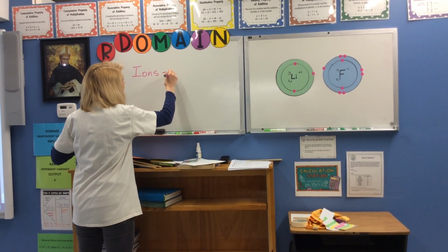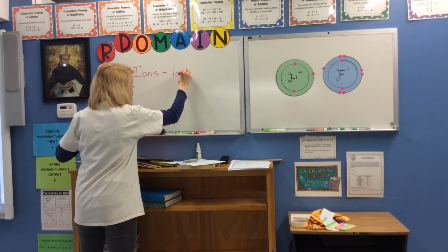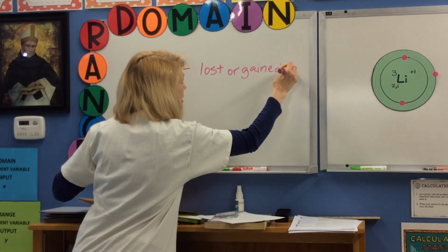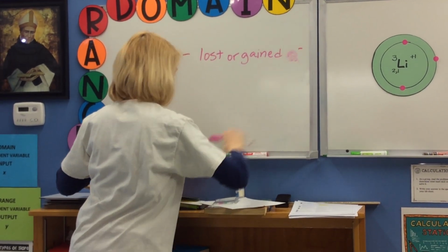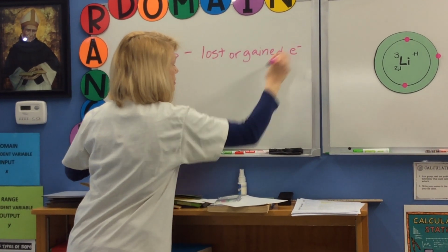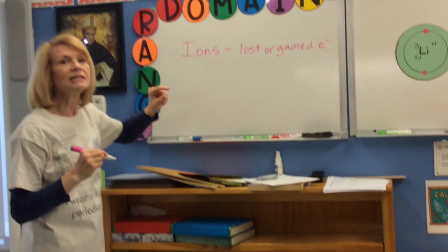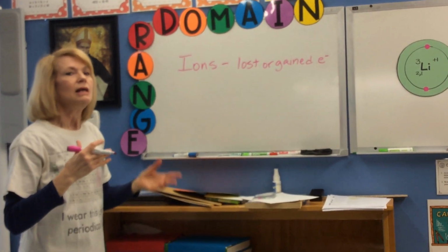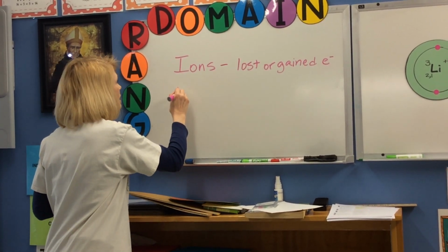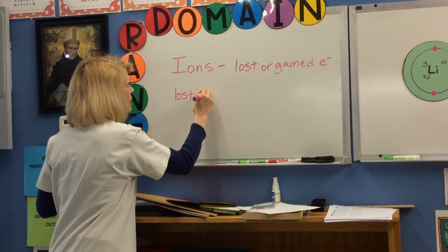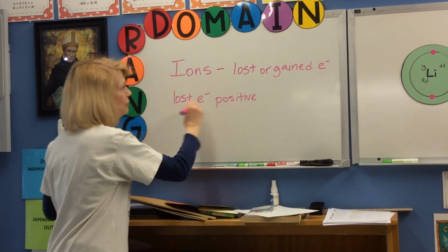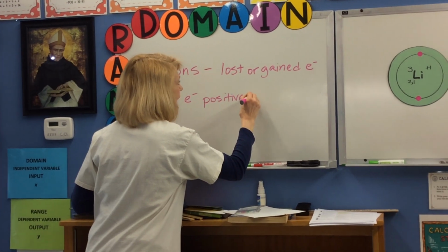Electrons move. So an atom has lost or gained electrons. An atom that has lost electrons... electrons are negative, right? So an atom that's lost electrons has an overall positive charge. Lost electrons, positive. And the fancy word for a positive ion is a cation.